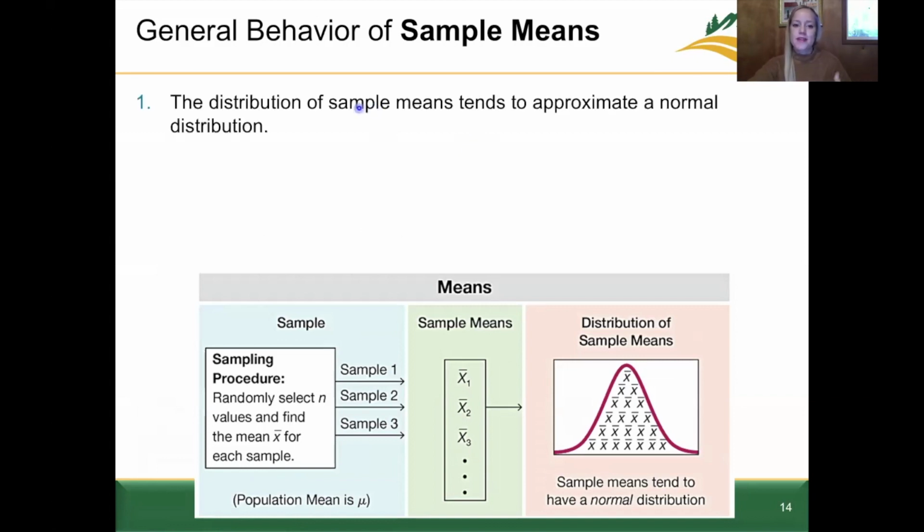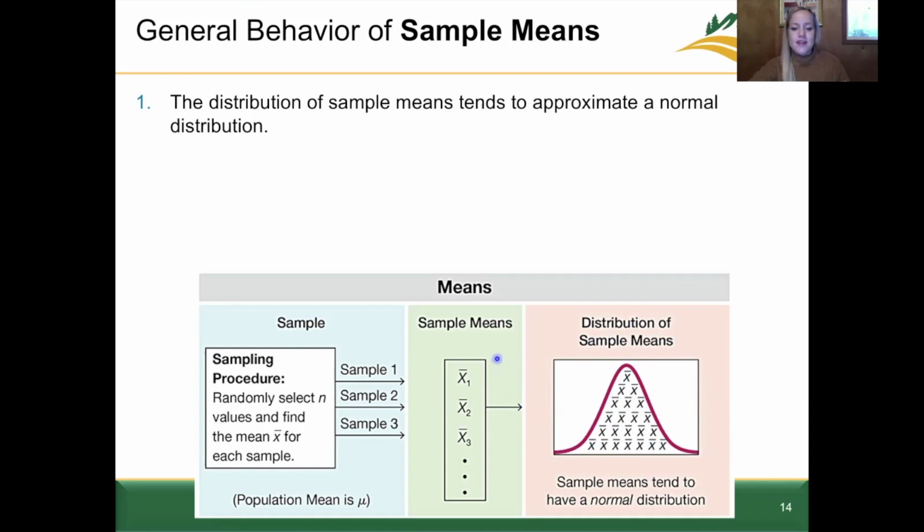Let's talk through the same thing now for the second category, sample means. Behavior number 1 is that the distribution of sample means tends to approximate a normal distribution. Looking at a very similar visual as we did for proportions, you can see that a distribution of sample means, or all these x bar values, does look like a normal distribution.